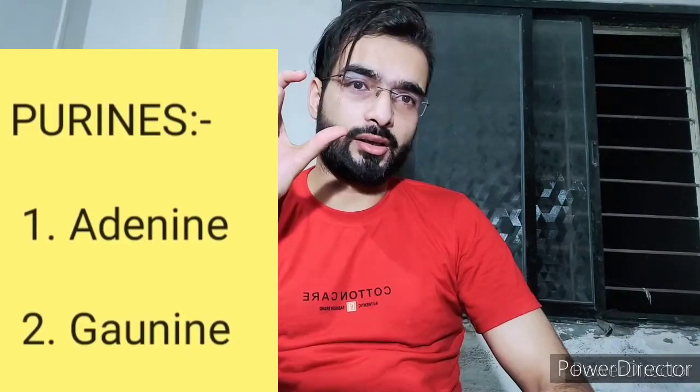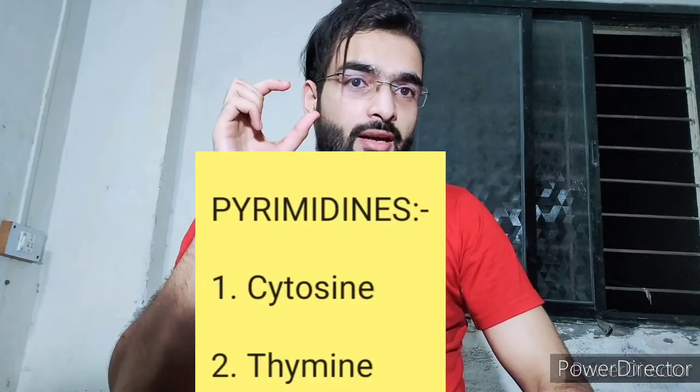Purines contain two types of nitrogenous bases, adenine and guanine, and pyrimidines contain two types of nitrogenous bases, and they are cytosine and thymine. Adenine and guanine make the purines, cytosine and thymine make the pyrimidines.